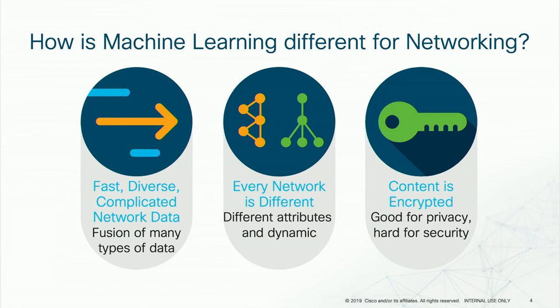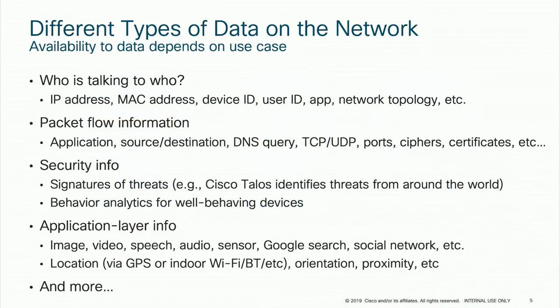Okay, now let's look at how machine learning is different for networking than it is for some other application areas, such as detecting objects and images. And I'll just talk about 3 key attributes here. The first is that with networking, you have a huge amount of data, and it comes very fast. And it's a very diverse amount of data, different types of data. And often what you have to do is you have to fuse these different types of data together to help solve the problem you have. Let me go into this a little bit more detail.